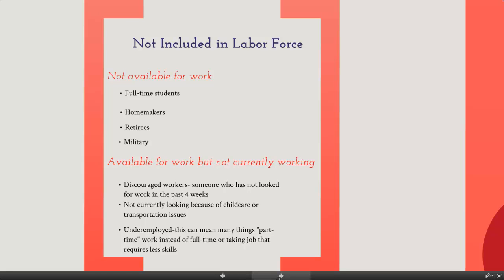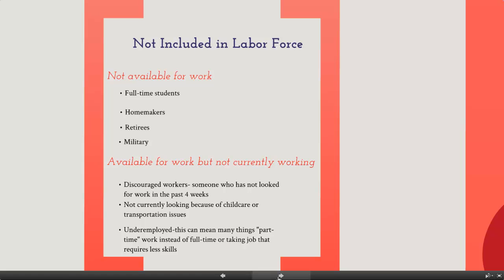Other people are not currently looking because of childcare or transportation issues. So let's say I want to work, but I don't have childcare and it's too expensive for me, so I am not looking for work. Well, I'm not unemployed then.